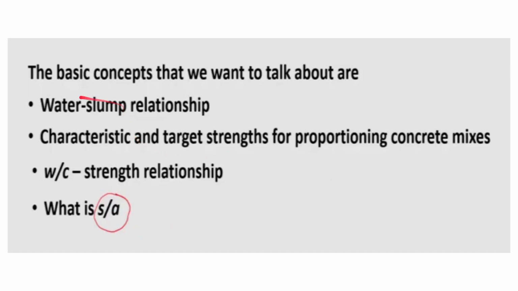The basic concepts we will be discussing today are these four. Firstly, the water slump relationship. Secondly, the characteristic and target strengths in proportioning concrete mix, which is used in the mix design. Thirdly, the water cement strength relationship. And fourthly, a term called S by A, which has been coined. We will go through all these topics and their effect on the behavior of concrete.